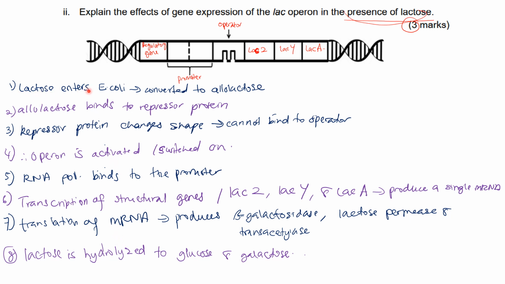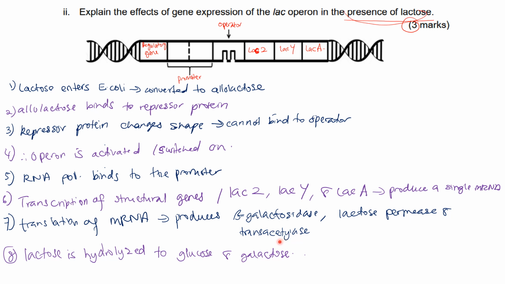Number 1, lactose enters into the E. coli and is converted into allolactose. Allolactose then binds to the repressor protein. The repressor protein then changes its shape and cannot bind to the operator. So now the operon is activated or switched on. The lac operon is switched on. Next, RNA polymerase can bind to the promoter. Transcription of the structural genes, lacZ, lacY, and lacA, synthesizes a single mRNA. From that mRNA, translation will occur to produce the 3 enzymes, which are beta-galactosidase, lactose permease, and also transacetylase.